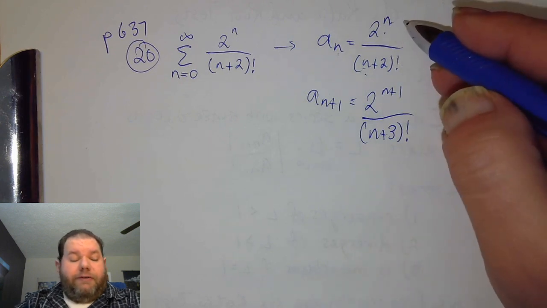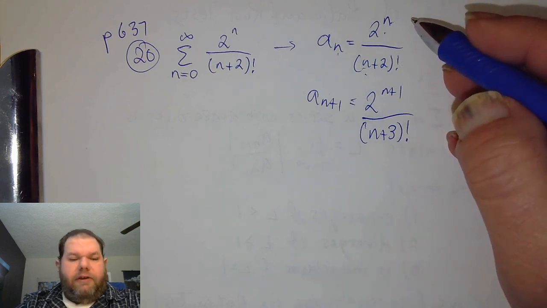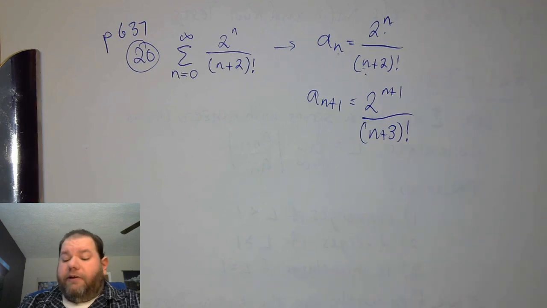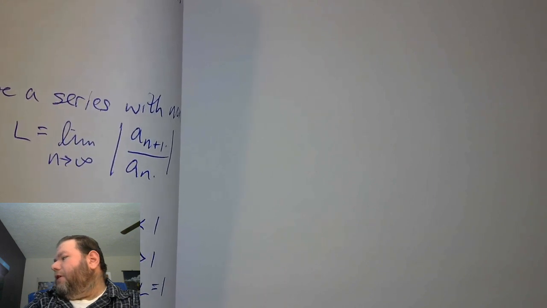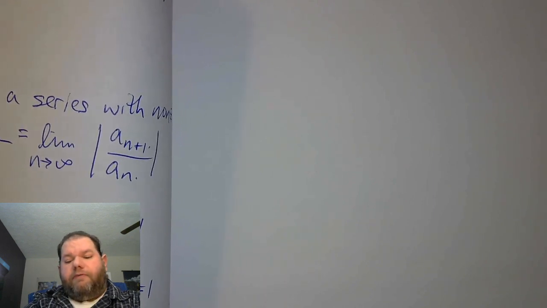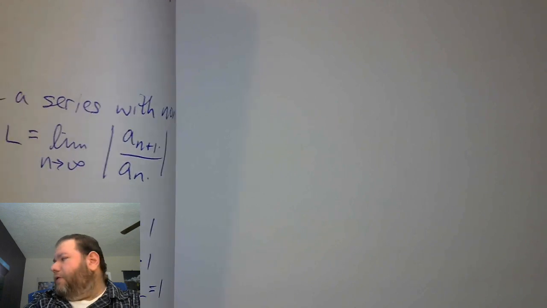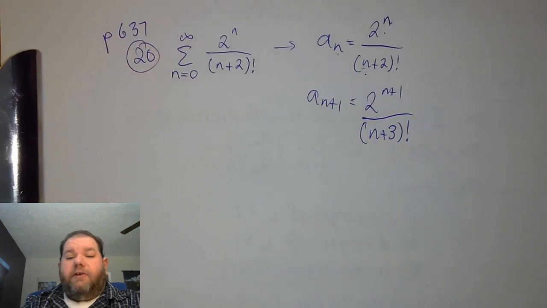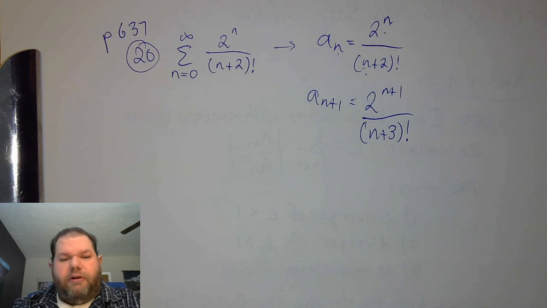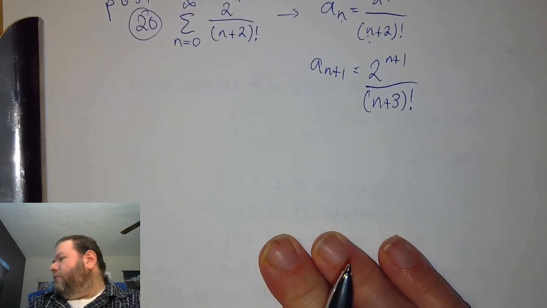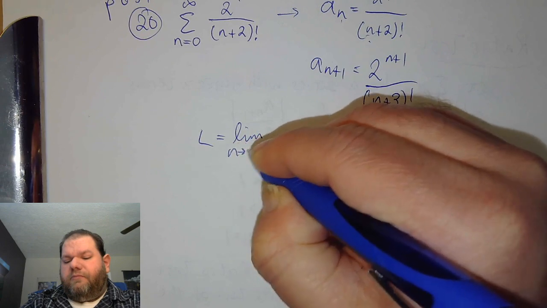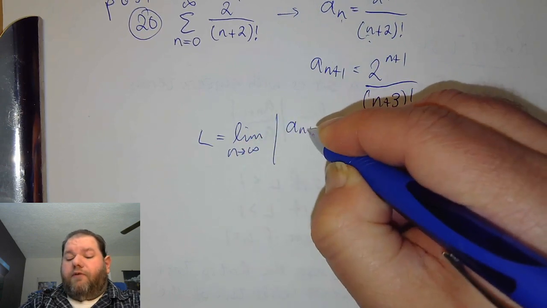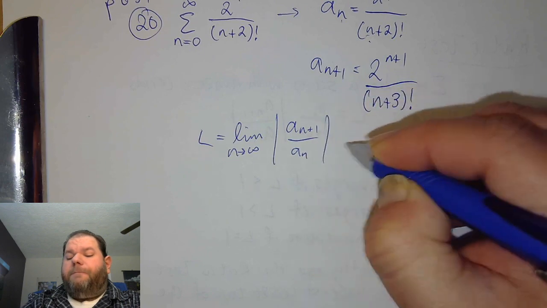Now these are already positive terms, they're non-zero. So we don't have to take the absolute value, even though the absolute value is part of that limit formula. L equals limit as n approaches infinity of a sub n plus 1 over a sub n inside the absolute value. In this case, because they're already positive, we don't have to worry about the absolute value. But that's the formula that we want to use here.